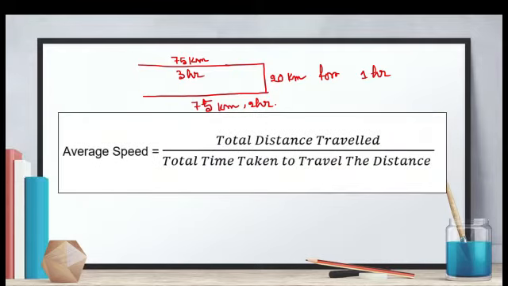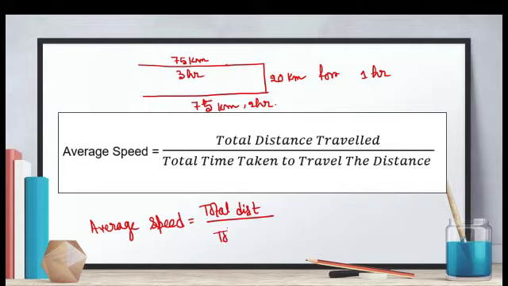Here is the formula. Average speed equals total distance traveled upon total time taken to travel that distance. Or we can simply say average speed equals total distance upon total time. So what is the average speed here?